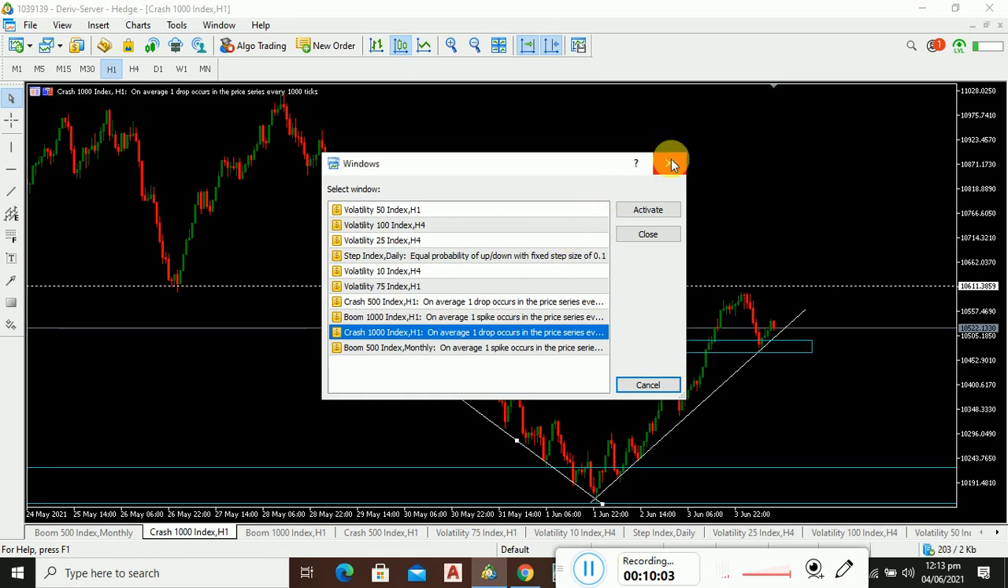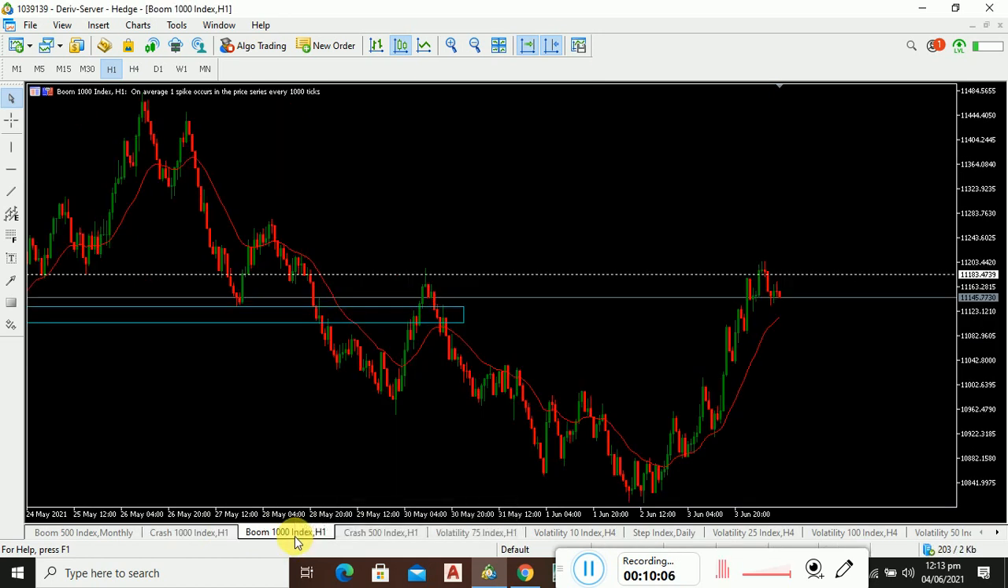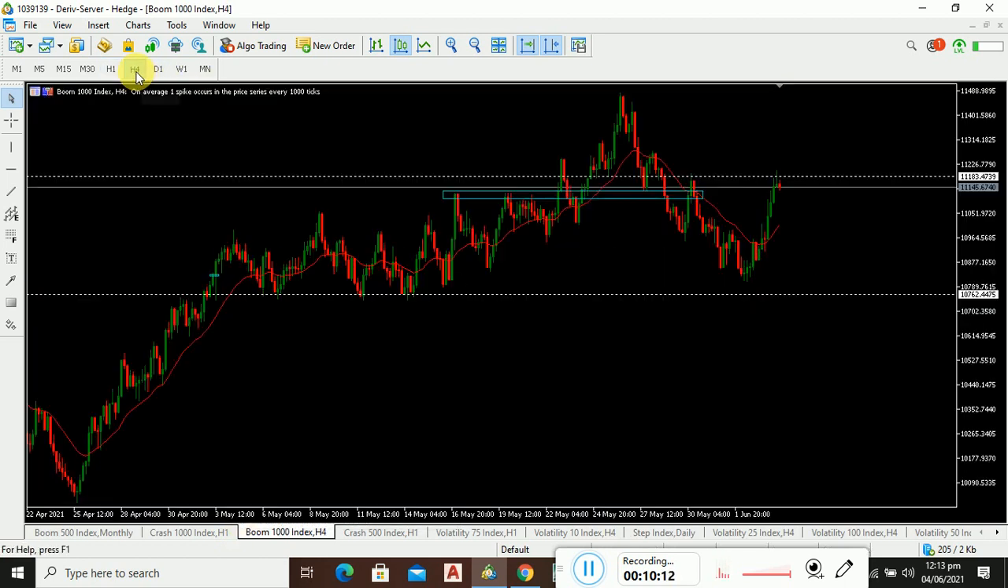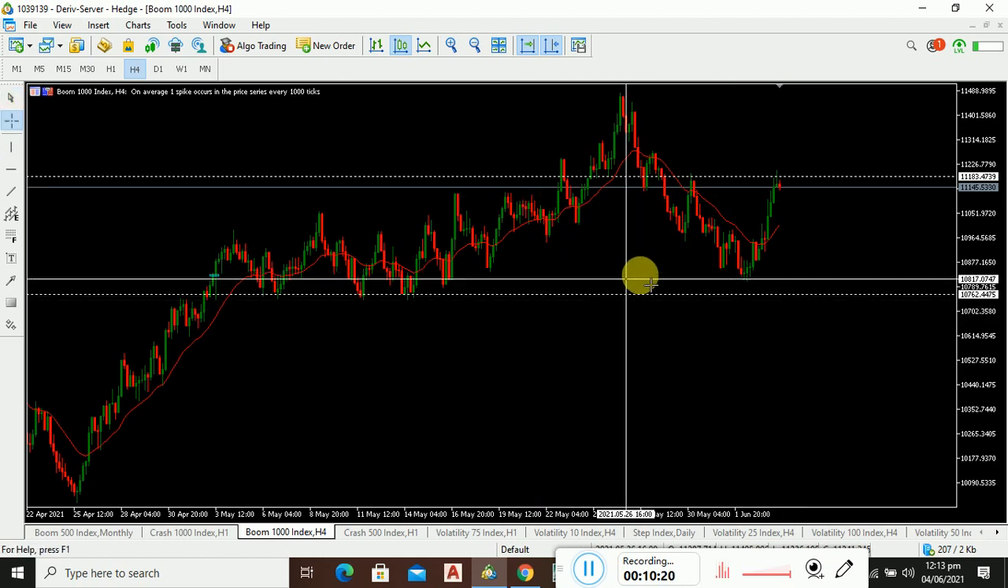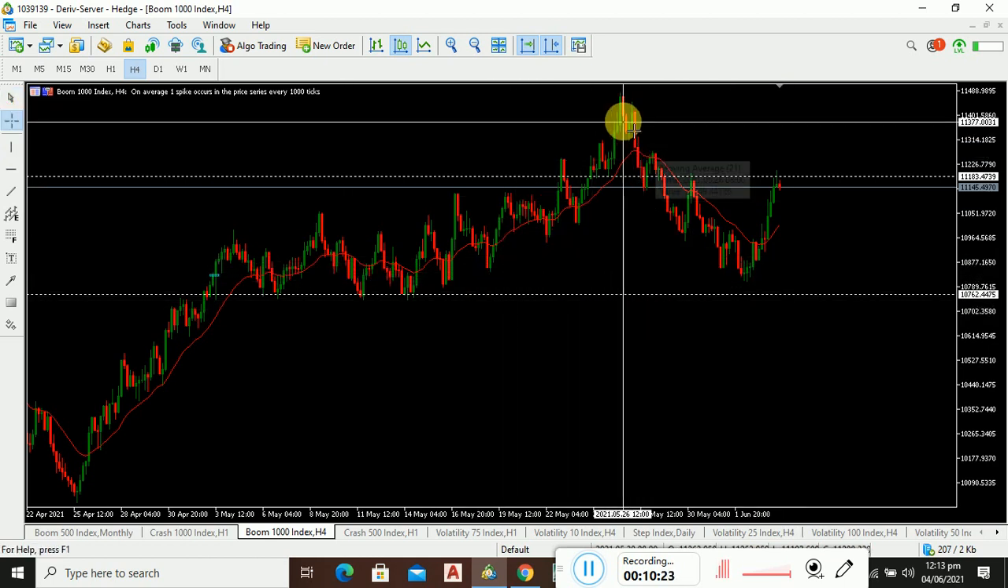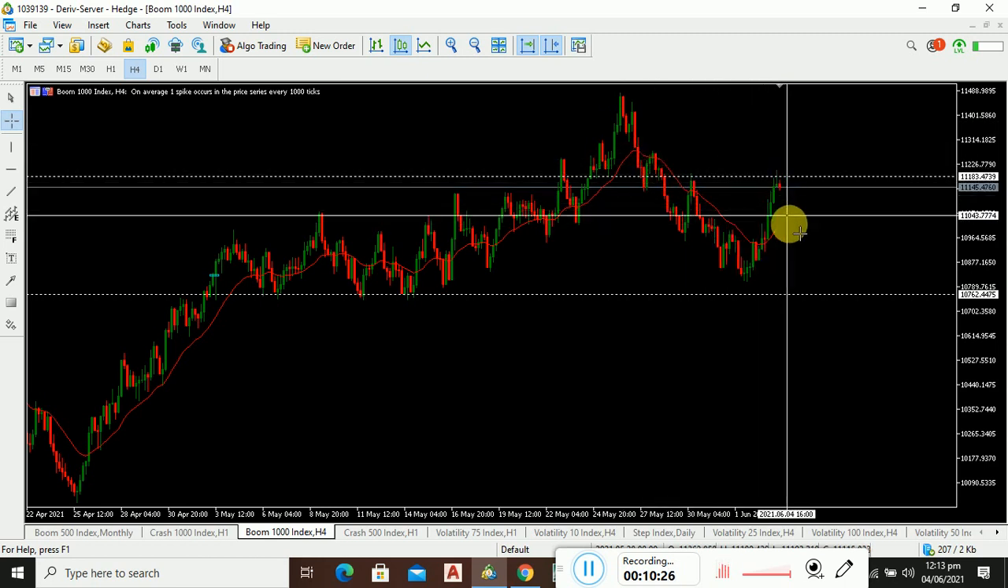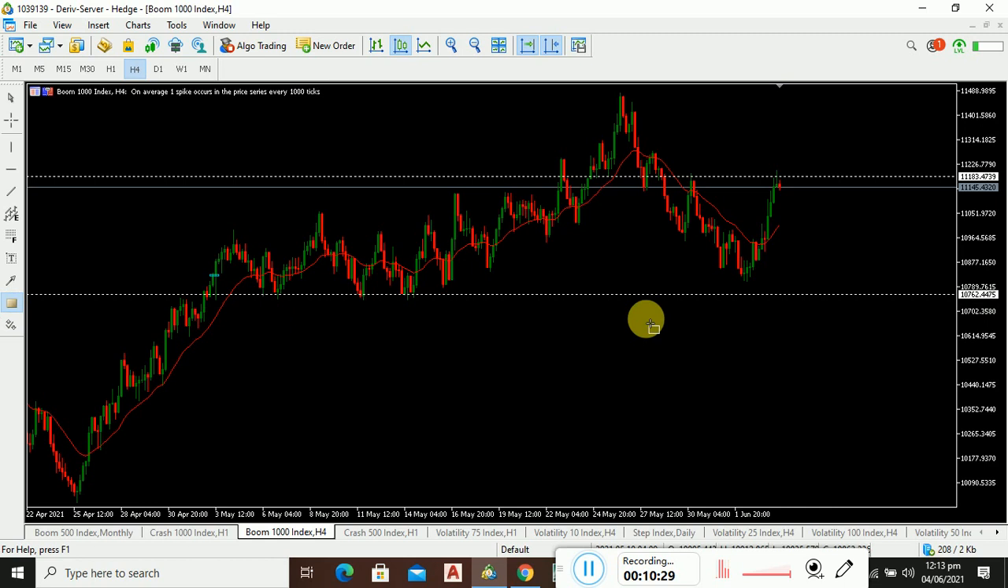Let me quickly show you another trade. So this is Boom 1000. As you can see, this bull market was already selling. It was selling for some days now. This is H4. So what do you do? You spot out the previous higher low here. When you spot it out, you know you are waiting to trade a reversal.